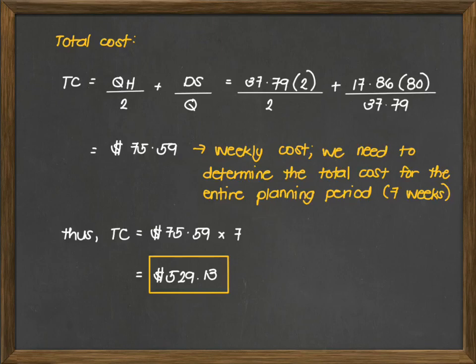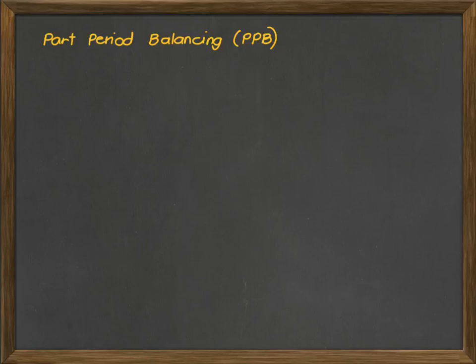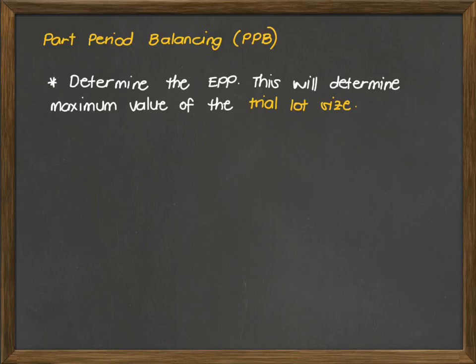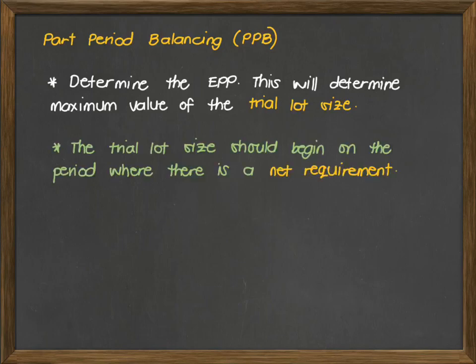Alright? Now, let's go to the next lot sizing technique, which is part period balancing. We want to determine the EPP, or the economic part periods. This will determine the maximum value of the trial lot size. These are the significant values we need to solve later. Second, the trial lot size should begin on the period where there is a net requirement. Take note of this very important note: the trial lot size should always begin on the period where there is a net requirement.